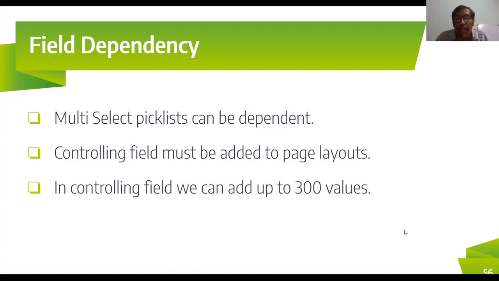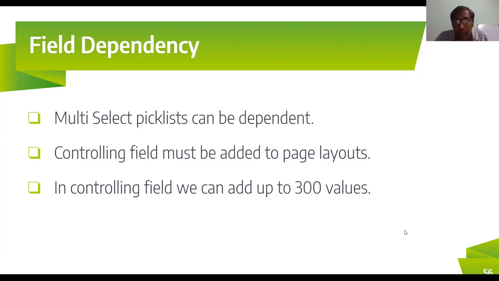In controlling fields, we can add up to 300 values. A multi-select picklist can be a dependent field. And the controlling field must be added on the page layout. And how many controlling fields can we have?